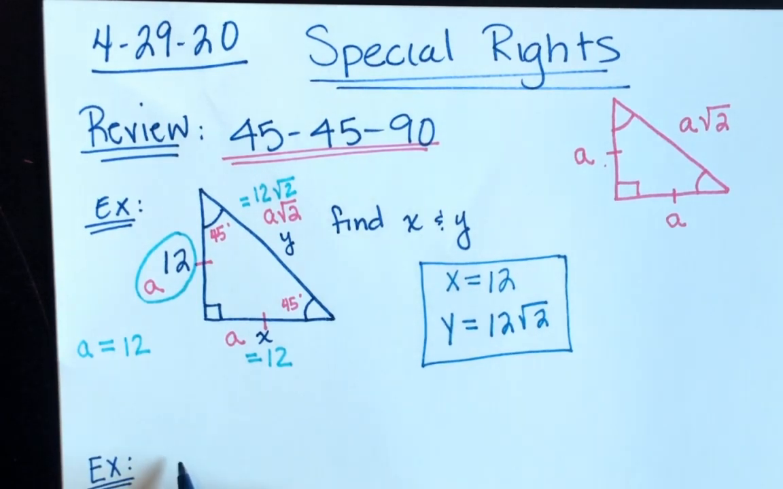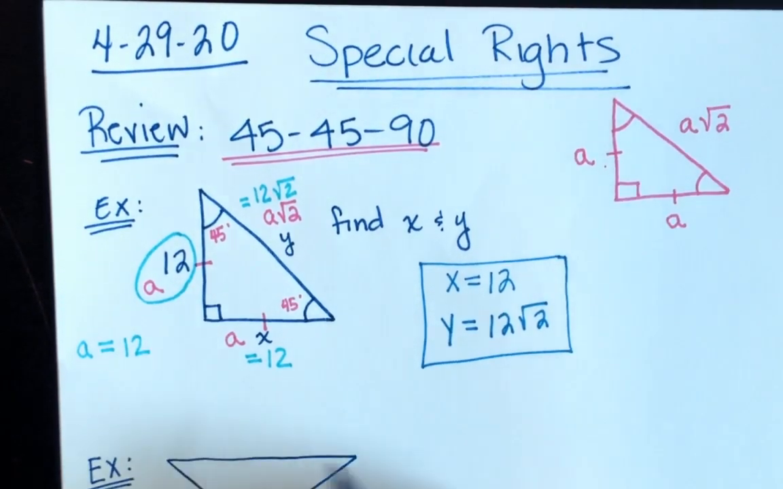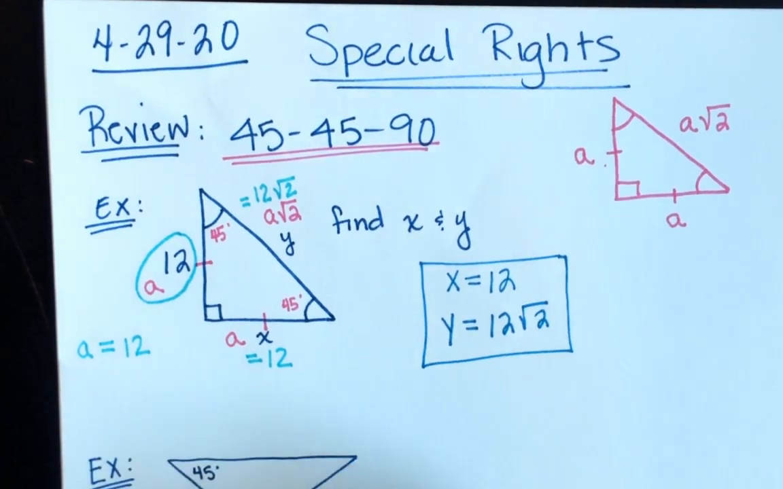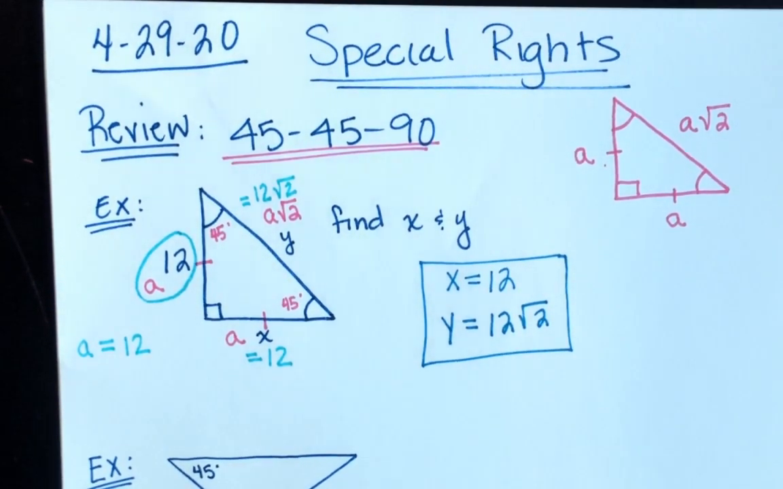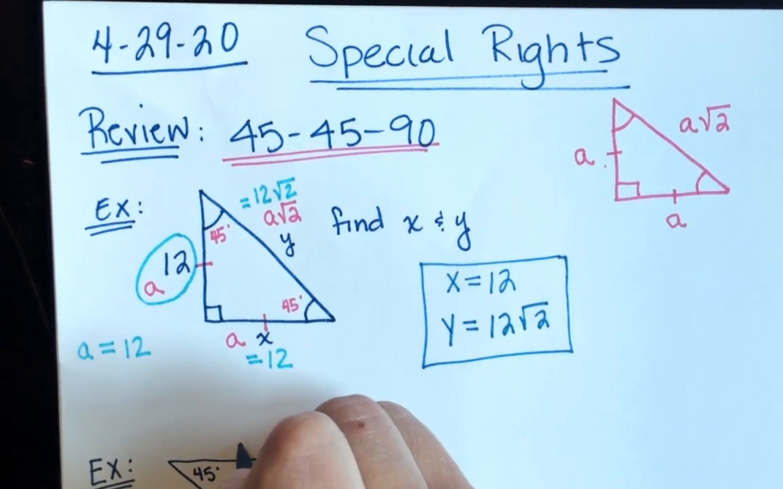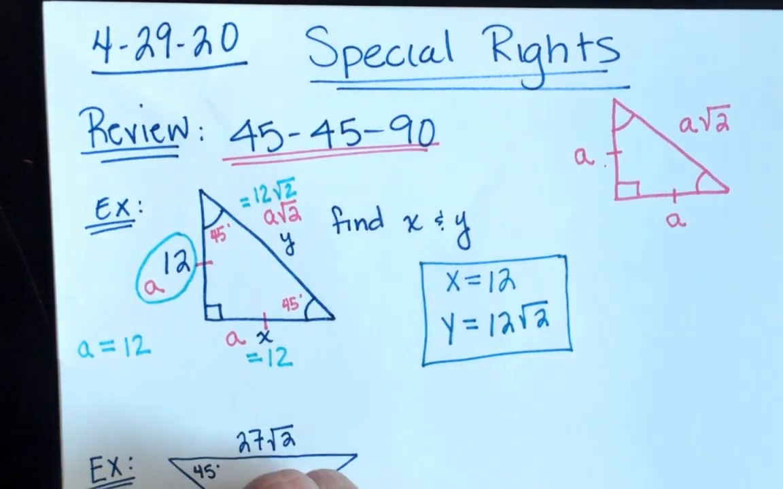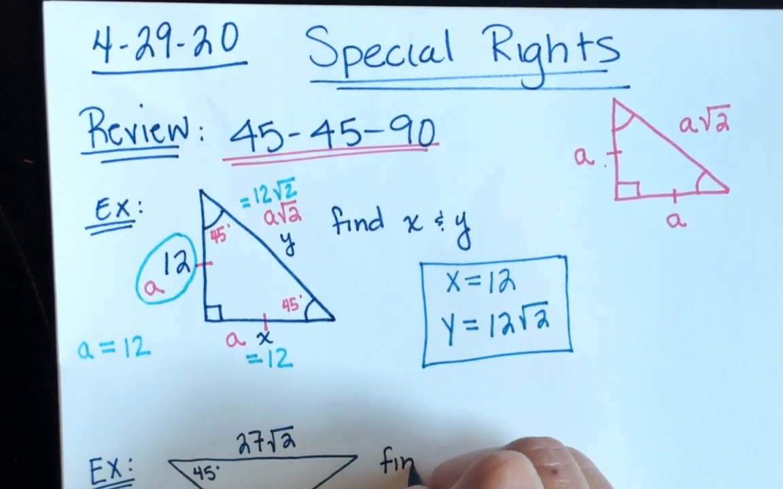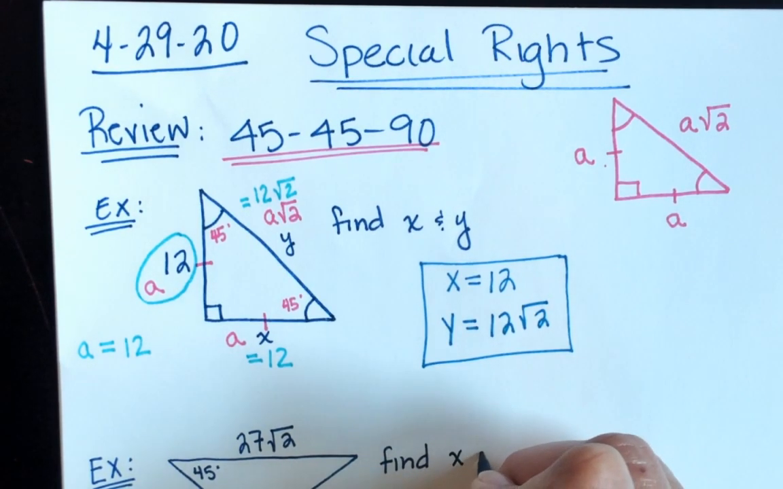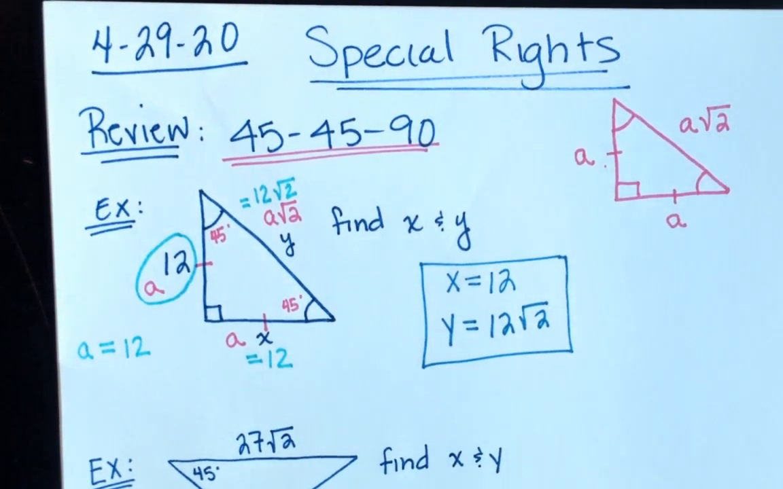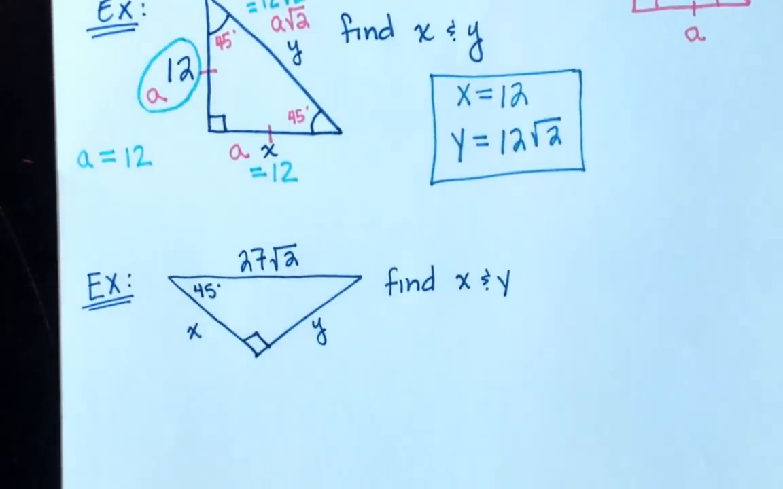So let's look at another example. Let's turn our triangle a little bit. Change it up just a little bit. And again, we're going to find x and y.